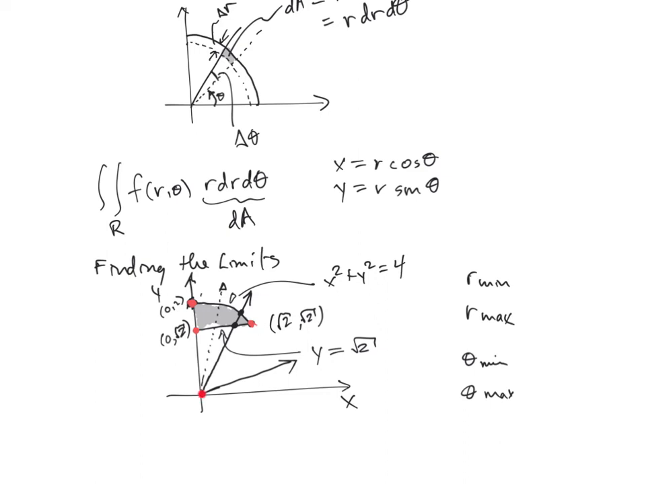What about r max? R max is this distance. And if I draw the arrow here, r max is that distance. Does that distance change? No, they're the same, right? What is this distance? Well, it's the radius of the circle, which is 2. This distance is 2, this distance is 2, this distance is 2. So that means my r max is a constant, it's 2. Okay, so that's easy.